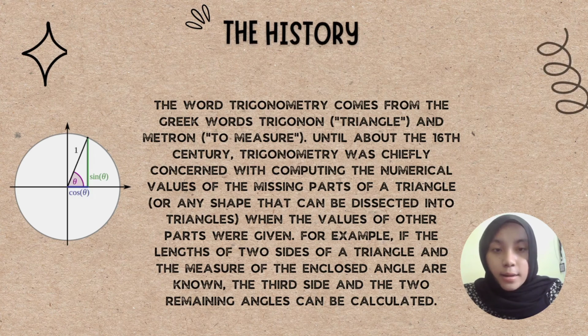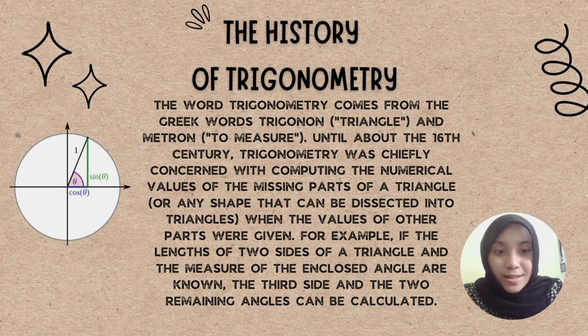Basic history of trigonometry. The word trigonometry comes from the Greek words trigonon, which means triangle, and metron, which means to measure. Until about the 16th century, trigonometry was chiefly concerned with computing the numerical values of the missing parts of a triangle, or any shape that can be dissected into triangles, when the values of other parts were given.